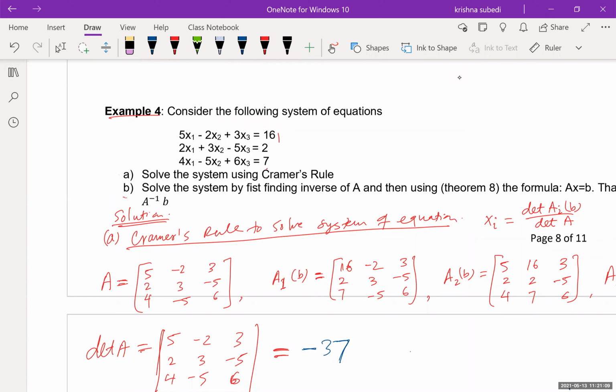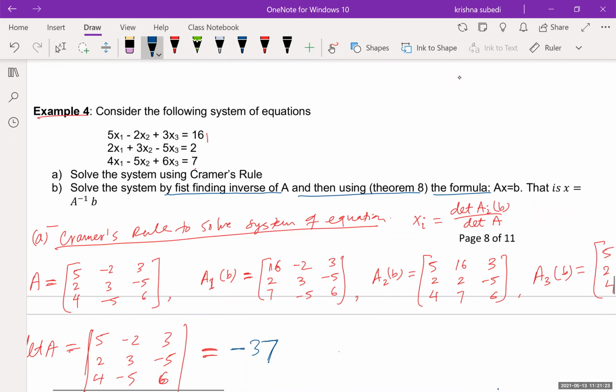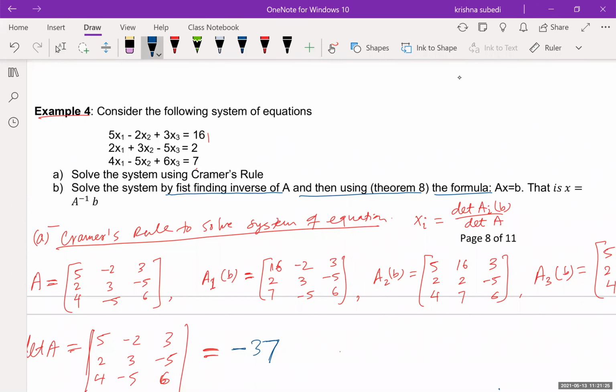Now, part B says to solve the system by first finding the inverse of A and using theorem 8, the formula AX equals B, that is X equals A inverse B. So what I would like you to do is find A inverse by using the adjoint of A, and then use this formula. So let us try that just for fun.